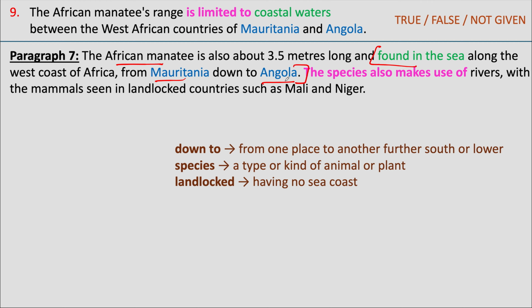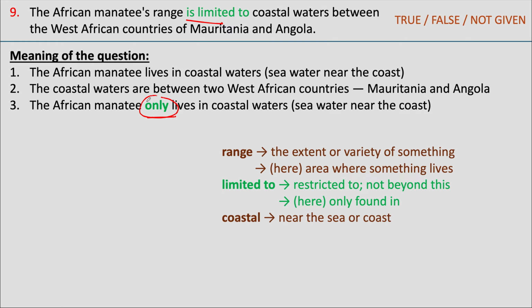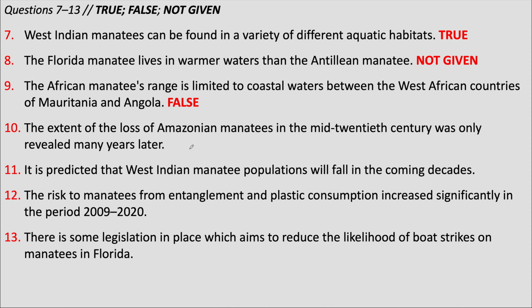But the next sentence says the species also makes use of rivers and is also there in landlocked countries, that is, countries with no coast. The species here refers to the African manatee. African manatee is also there in rivers and in some landlocked countries. This part of the question is false. So the answer to question 9 is false.